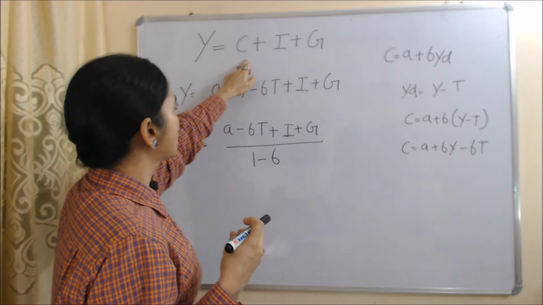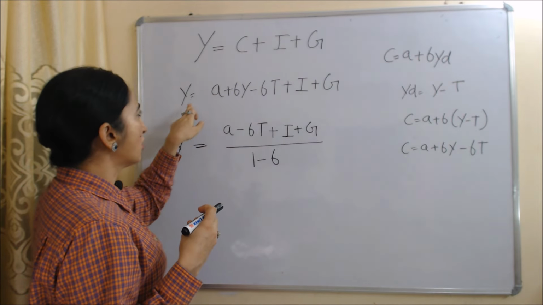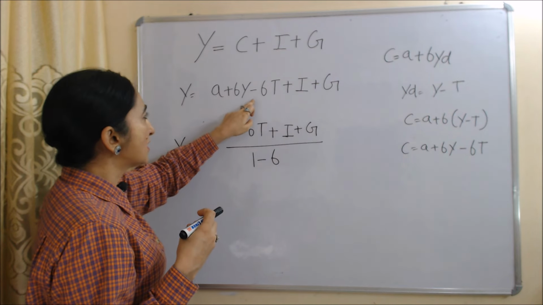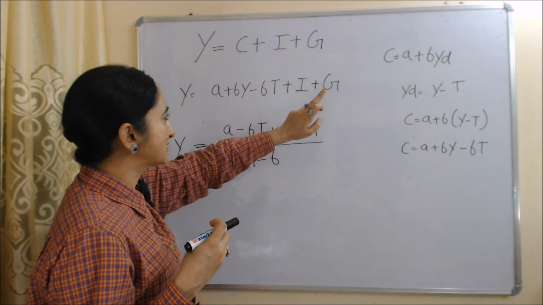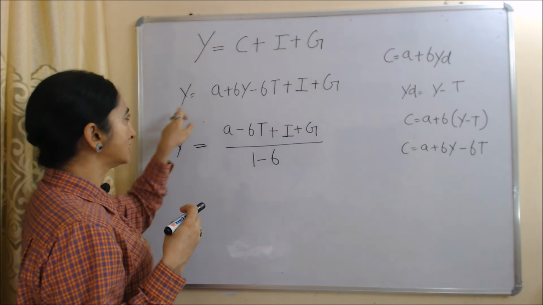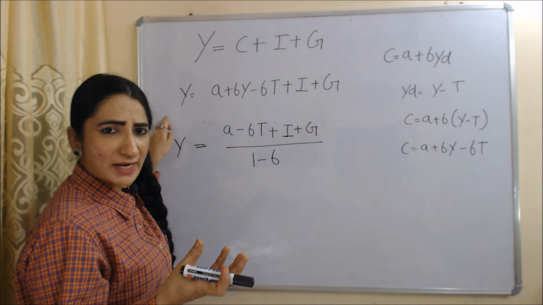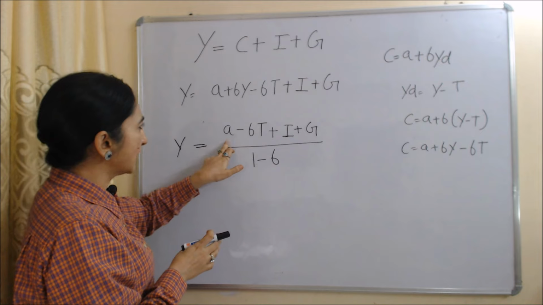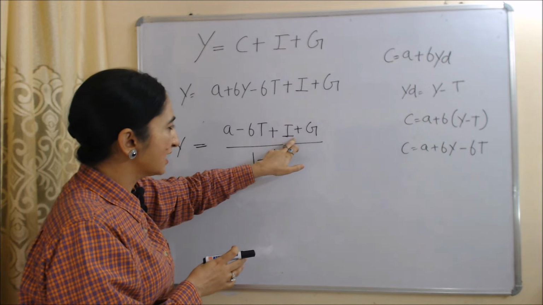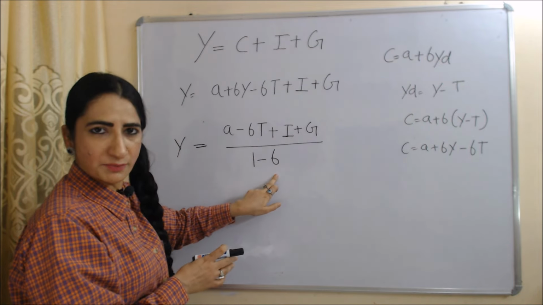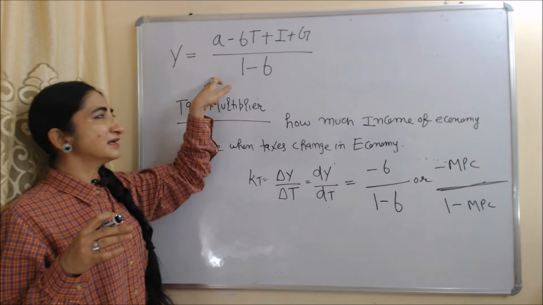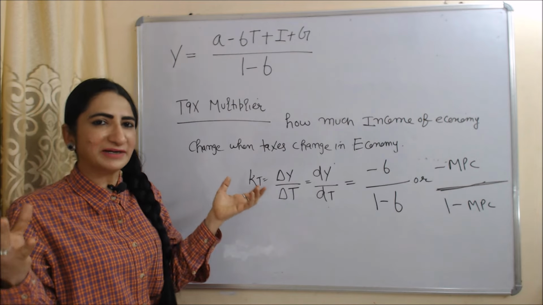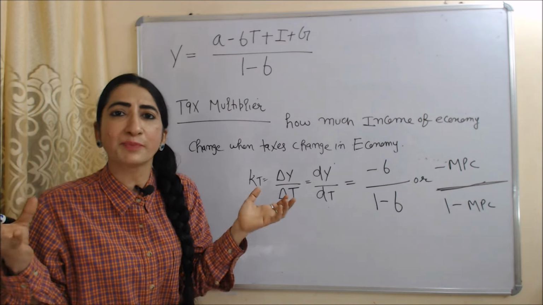So in this equation, we will put the value of C. Now our equation will become like this: Y equal to A plus BY minus BT plus I plus G. We will bring BY to this side and we will take Y as common. Then our equation will become like this: Y equal to (A minus BT plus I plus G) over (1 minus B). So our final equation is this.